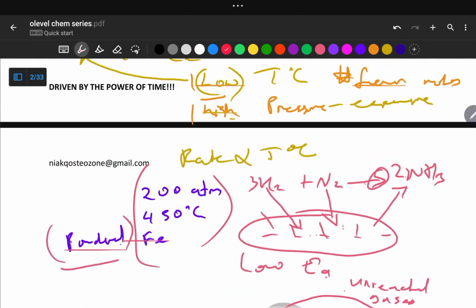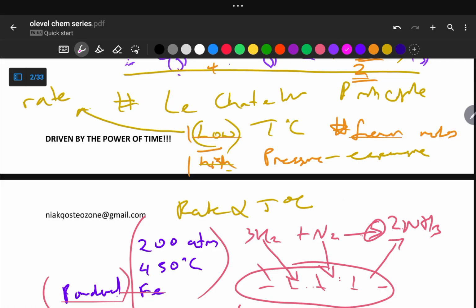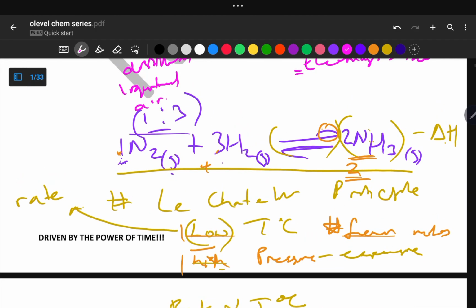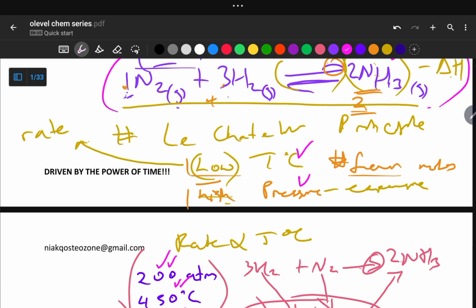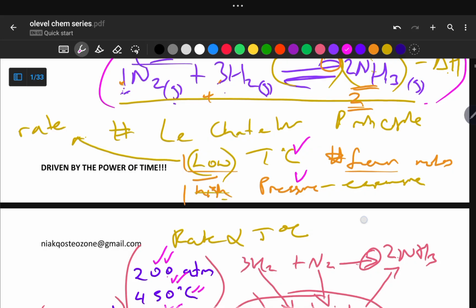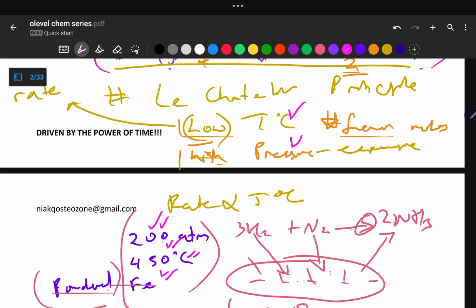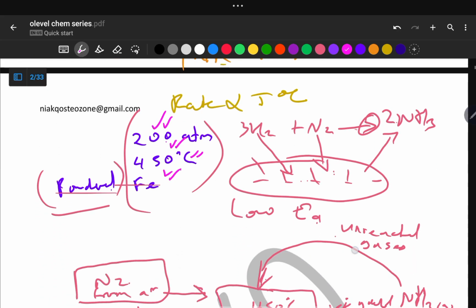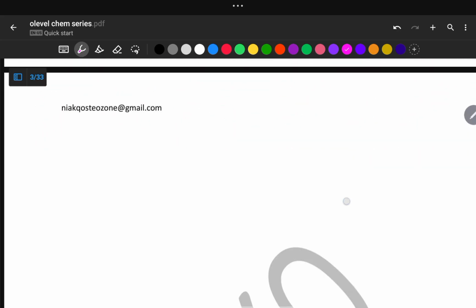For the Haber process, you need to be able to explain why we use these conditions. From the reaction, we know that we are supposed to use low temperature and high pressure to favor the production of ammonia, but we are using 450, which is not a low temperature, and 200, which is also not a high pressure. You must be able to explain why we are using these compromised conditions.